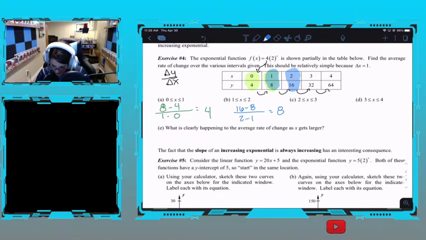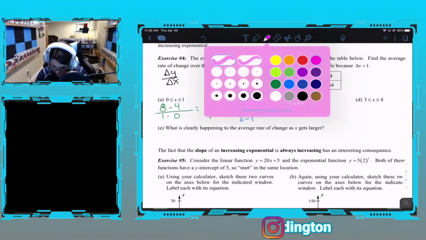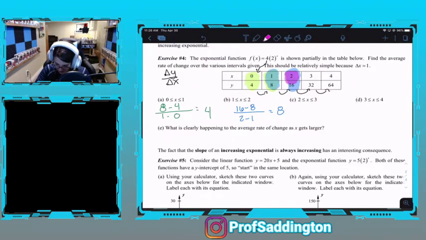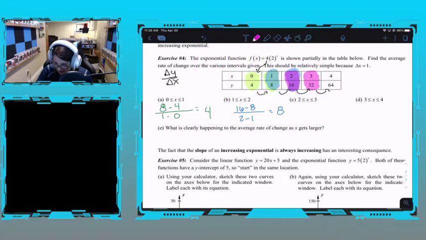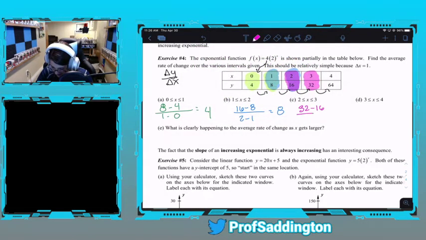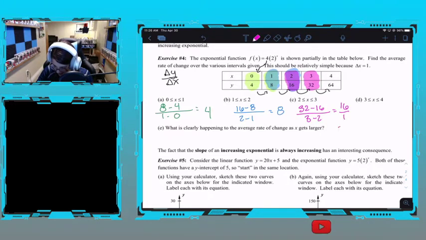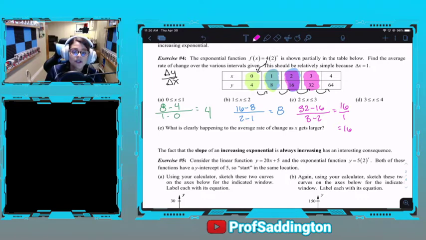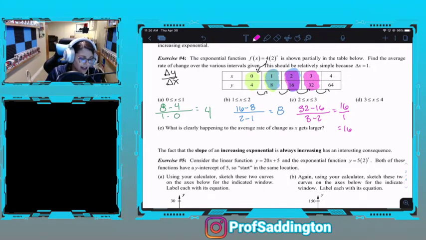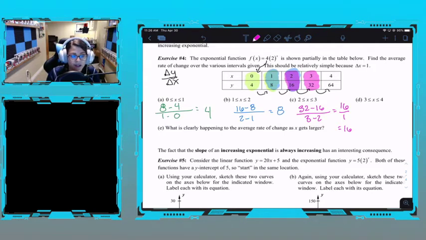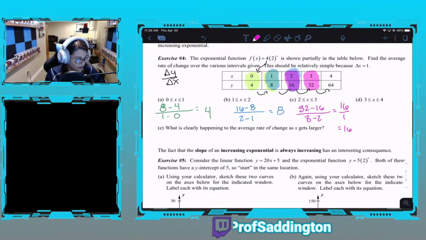So let's try another. It says from 2 to 3. So I'm going to use 2 and 16, 3 and 32. So I'm going to do 32 minus 16 over 3 minus 2. So I get 16 over 1, which is just 16. So there again, I see that my slope is different. It's not consistent. So that is showing you as well that it is exponential, not linear.